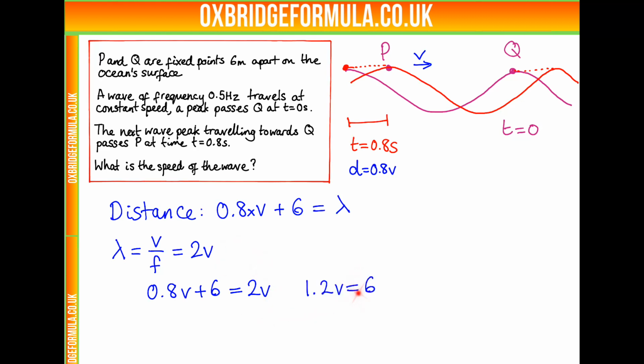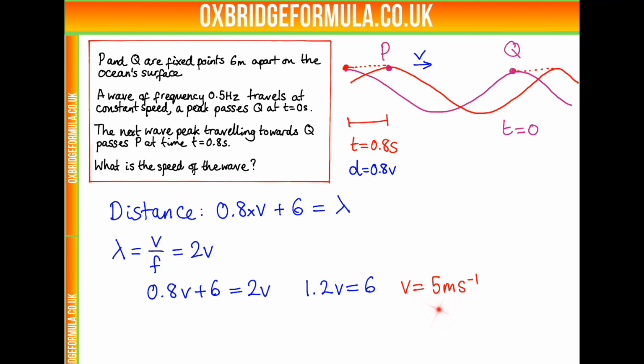That must mean that 1.2v equals 6, and then the wave speed we can simply see is 5 meters per second. If you wanted to rephrase this, you could have seen this as 12v equals 60, so v equals 5. So the speed of the wave is 5 meters per second.